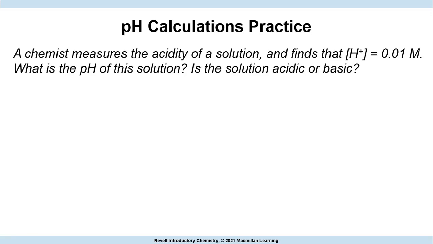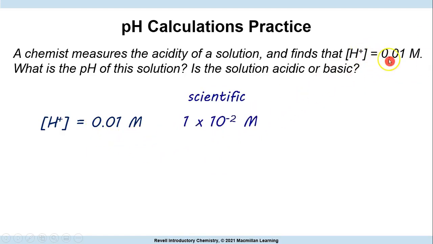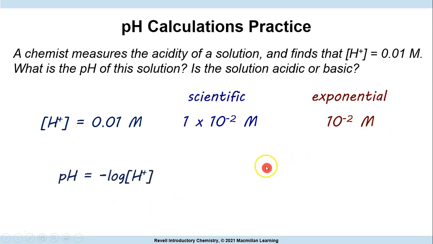Now let's see how we can solve the problem. We know that the hydrogen ion concentration is 0.01 as we've been given. So we can also state this value in scientific notation. If we have to put it in scientific notation, we're moving 2 places to the right. That is going to be 1 times 10 raised to the power minus 2. Now, if we want to put it in exponential form, that is going to be 10 raised to the power minus 2.